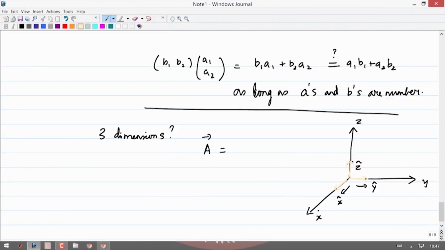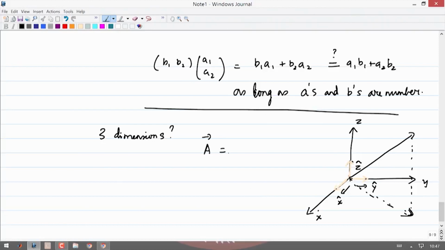And therefore, any arbitrary vector, if you project that vector onto the xy plane, and suppose the projection looks like that, then you see that it is nothing but the projection onto the xy plane plus the vector along the z axis.